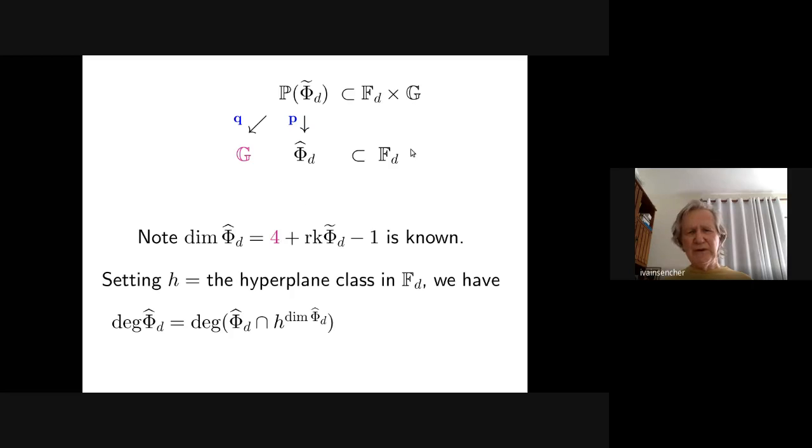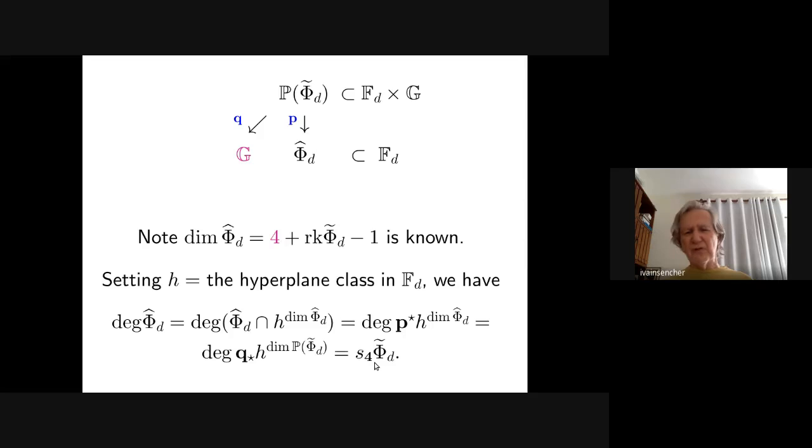To compute the degree here, you take the hyperplane class and cap it against the appropriate dimension of hyperplane class. So the degree of the variety is the degree of the zero cycle. Since it's generically bijective, I can make the computation of the zero cycle upstairs using the projection formula. Once you have a zero cycle up here, you can compute its degree by taking the push forward under Q. And that's where Segre classes arise. This is pretty much the definition of the fourth Segre class.